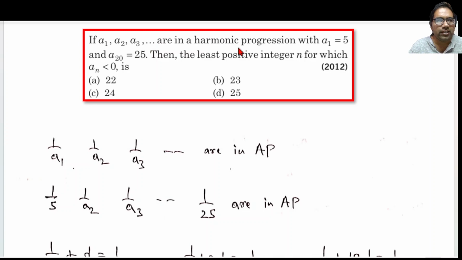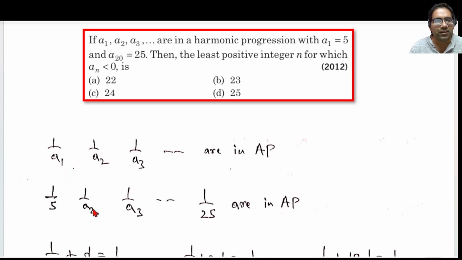Now A1 is 5 and A20 is 25. That means 1 by 5, 1 by A2, 1 by A3, and 1 by 25 are in arithmetic progression. Clearly, we can see 1 by 5 is the first term and the 20th term in arithmetic progression is 1 by 25. That means this progression is decreasing. 1 by 5 is greater than 1 by 25. That means the d is negative.